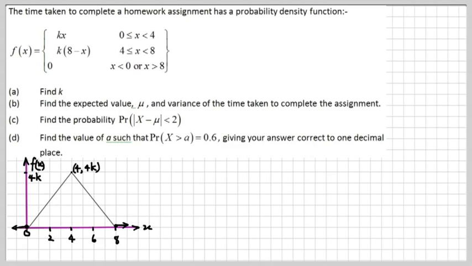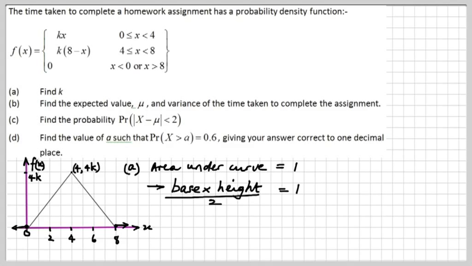Well, the secret is that the area under a probability density function, which this is, because it said so in the first line of the problem, has to be 1. So I'm just going to work out the area of the triangle and set it equal to 1, and hopefully I can solve it for k today. Area under the curve equals 1. Base times height over 2 equals 1. Did you remember that formula? I hope so. That's a triangle.